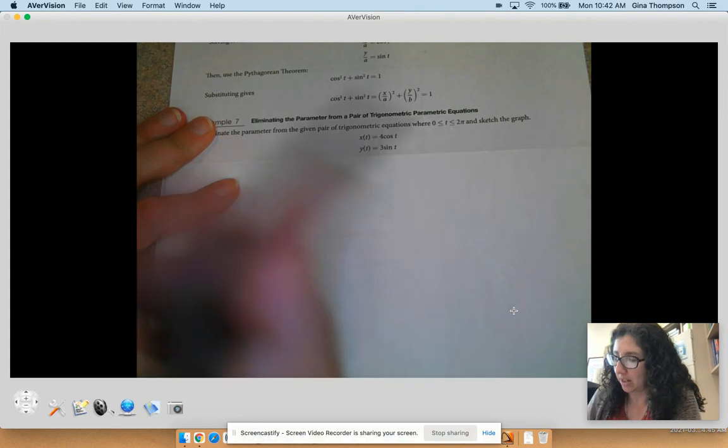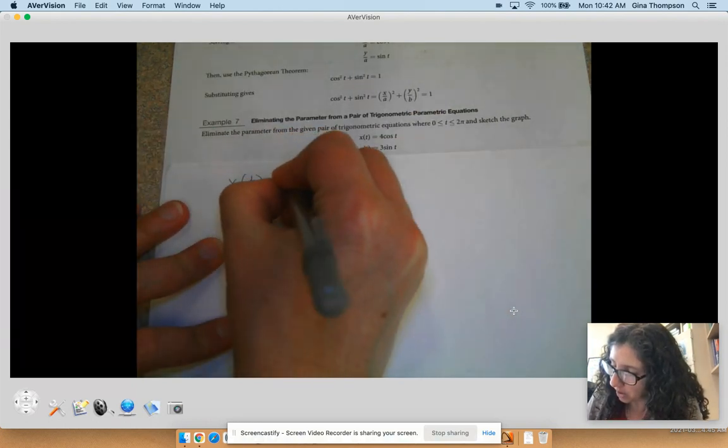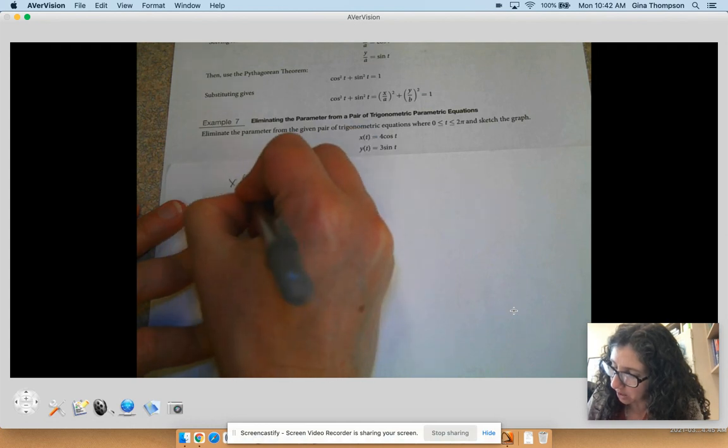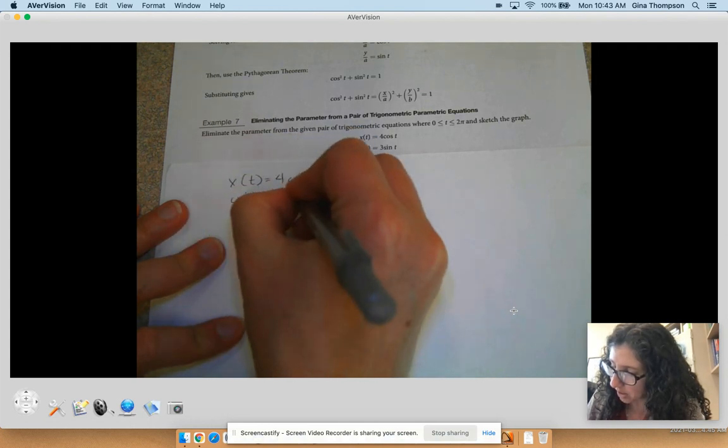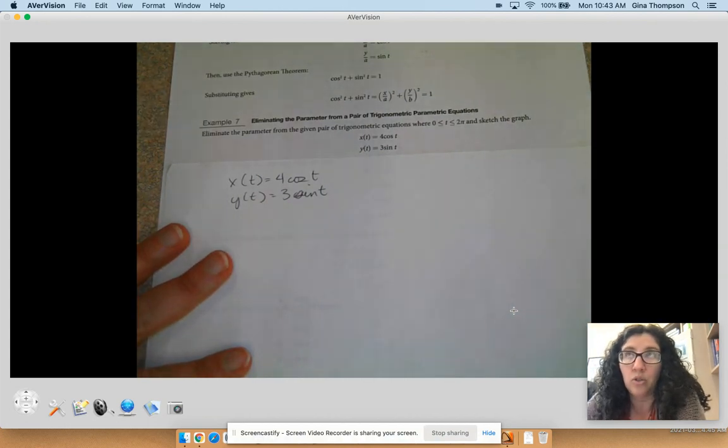How can we do this? So we have x of t equals 4 cosine of t, and y of t equals 3 sine of t. Is it going to be easy for me to solve for t in either of these equations? Not really. I'm going to get some inverse trig functions that are going to be a pain.